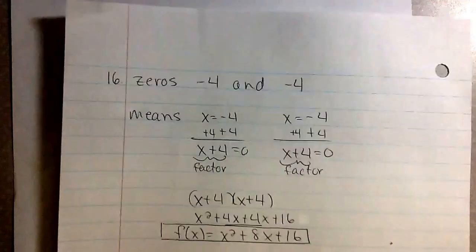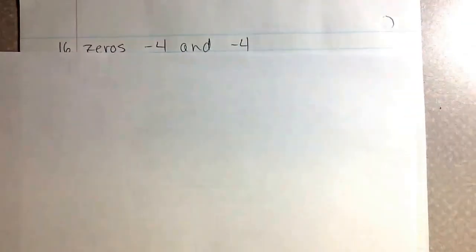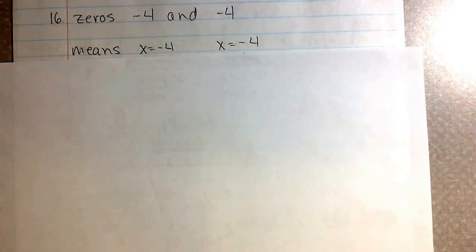All right, let's look at number 16. Number 16, you were given zeros and you had to find the function that could have -4 and -4 as zeros. So that means these would be your answers. So you would set x equal to -4, x equal to -4. Those are both the solutions to the quadratic.